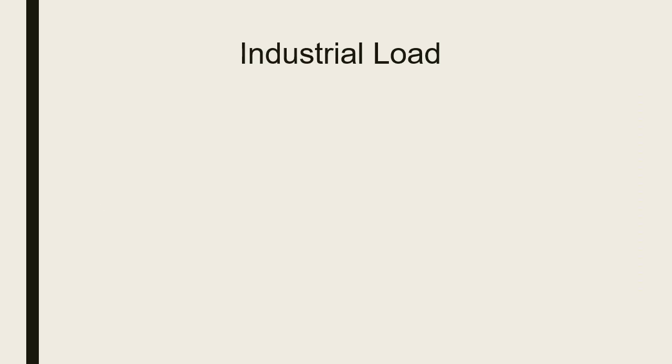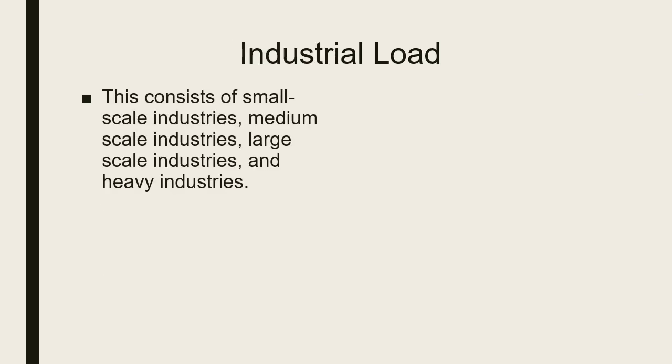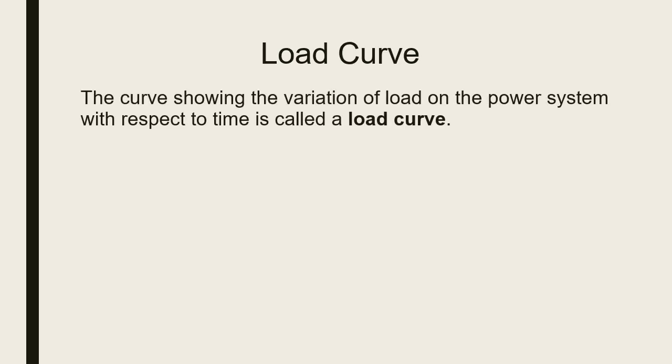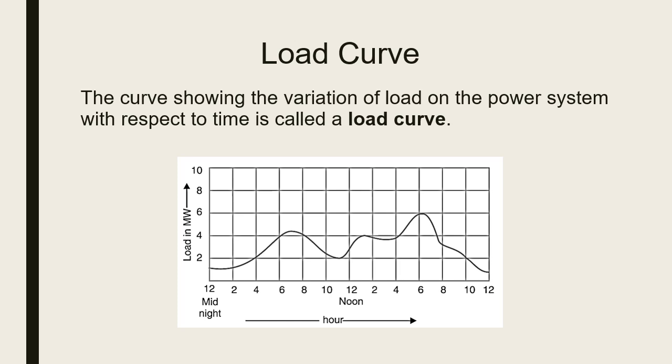The last type is the industrial load. This consists of small-scale industries, medium-scale industries, large-scale industries, and heavy industries. As shown in the figure, that is the typical load curve for an industrial load. Load curve is the curve showing the variation of load on the power system with respect to time. As shown in the figure, that is what we call the load curve.